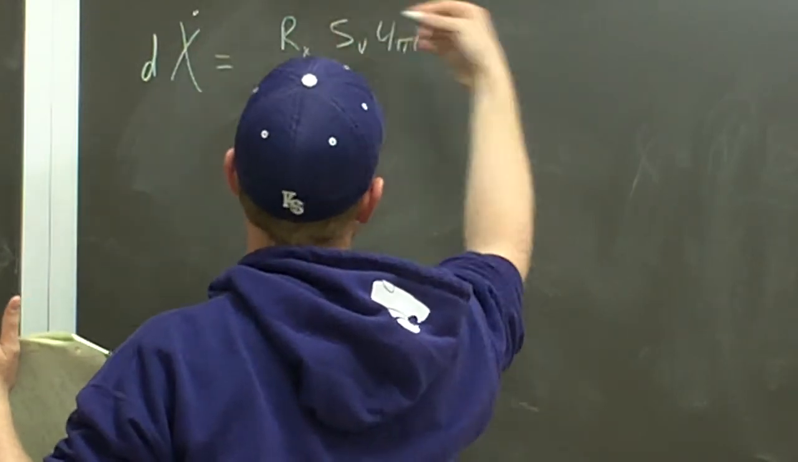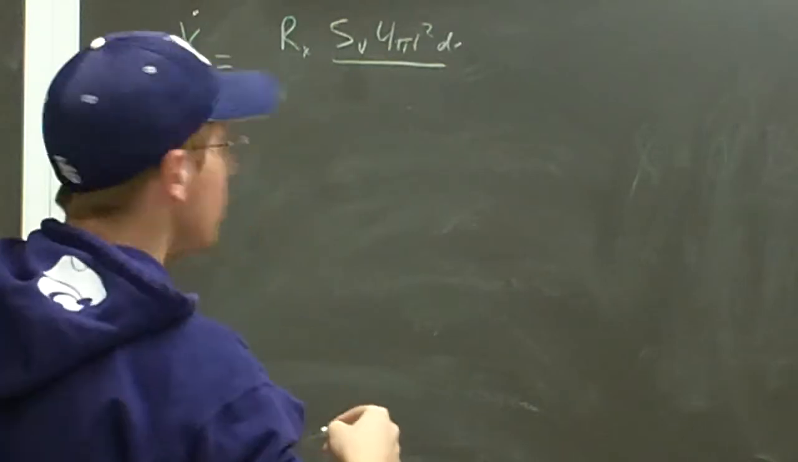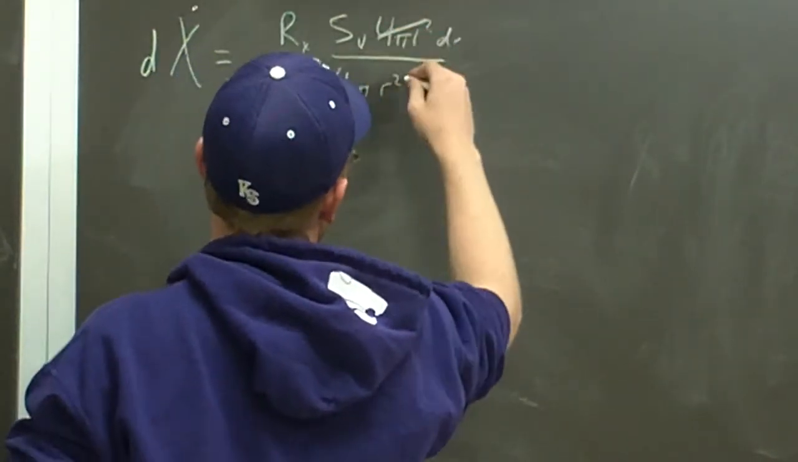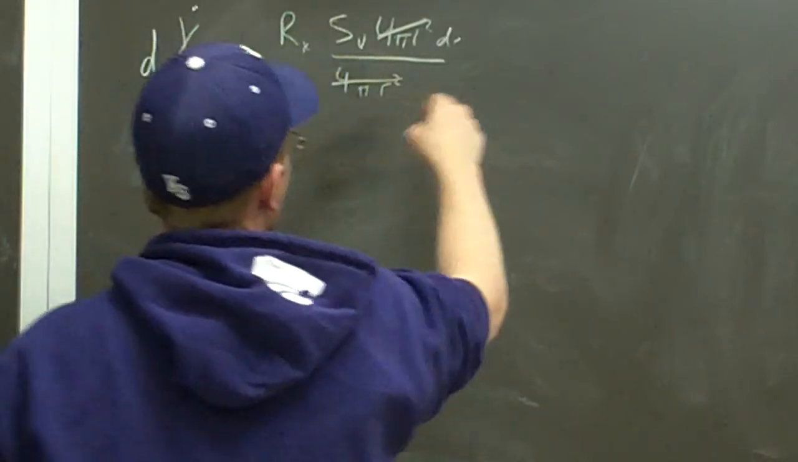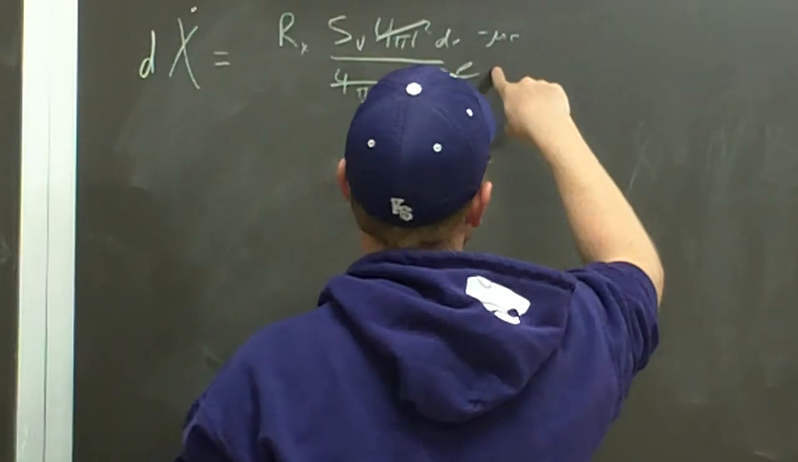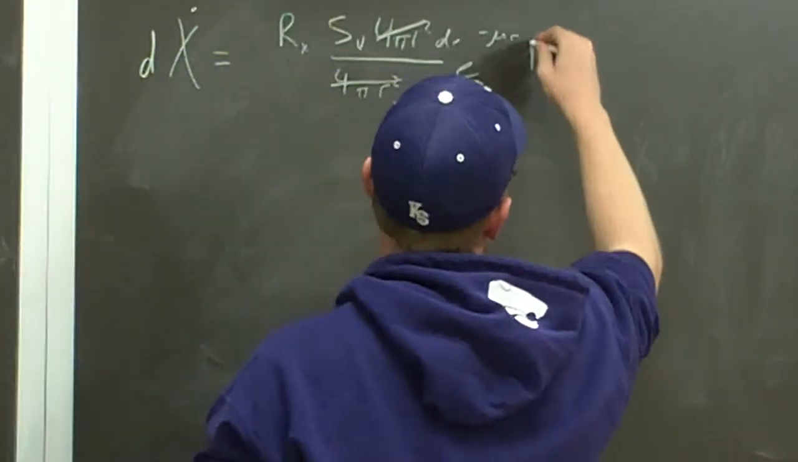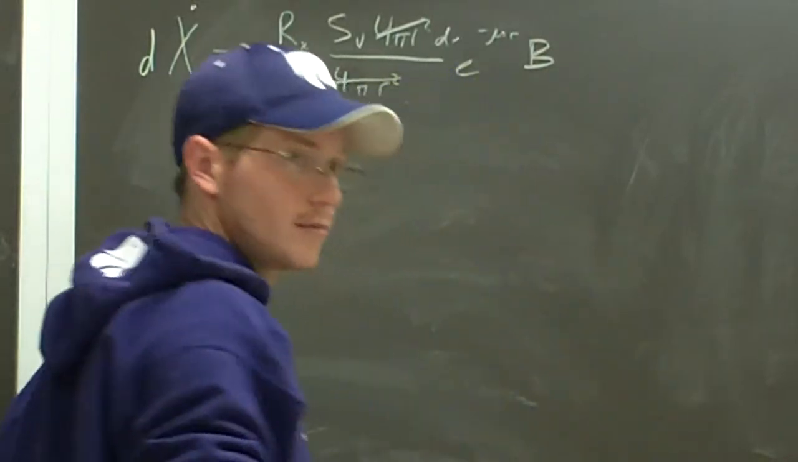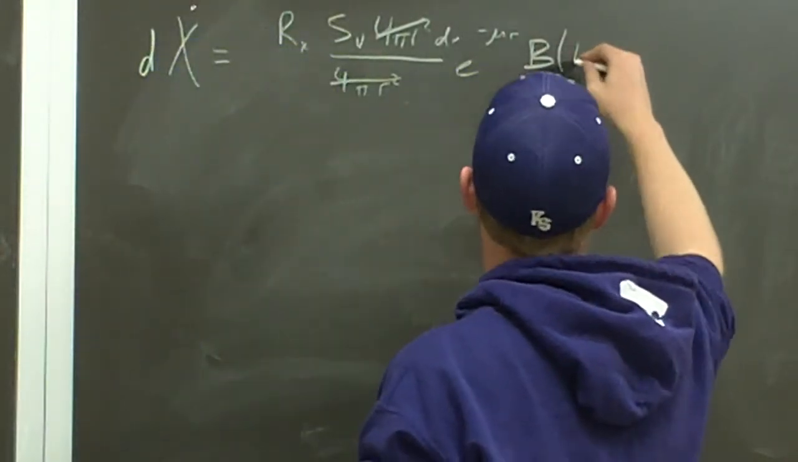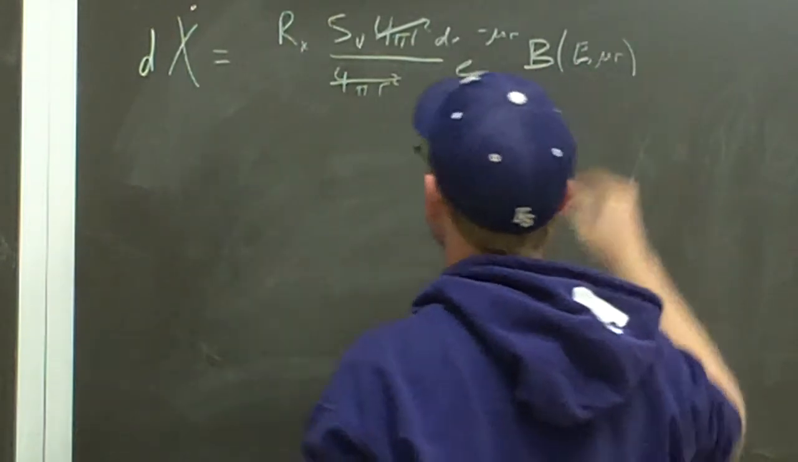So this is your photon strength per shell over 4 pi r squared. So these cancel again. So it's geometric attenuation. e to the negative mu r. This is your exponential attenuation. And you're also going to have some buildup factor. And we use Berger for lots of stuff, so this is some function of energy and mu r.